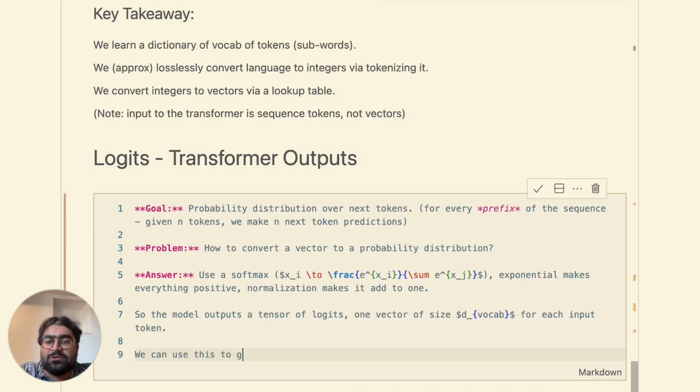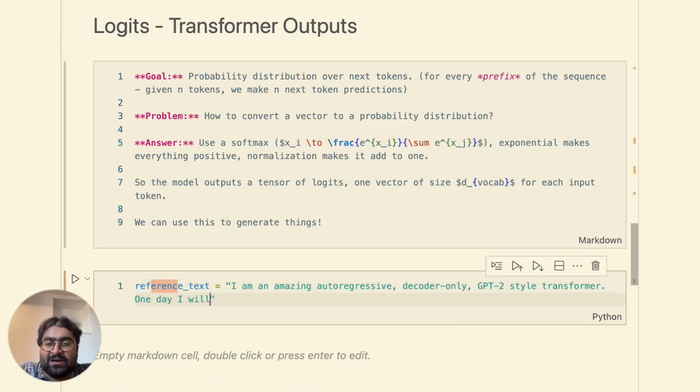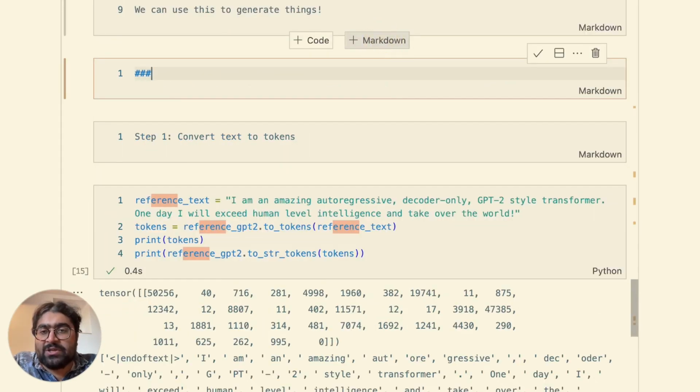We can use this to generate things. Let's just go and try this out. So let's create some reference text. I am an amazing autoregressive decoder-only GPT-2 style transformer. One day I will exceed human level intelligence and take over the world. That's some fun innocuous reference text. And so now, first we convert it to tokens. Yeah, let's make a new section.